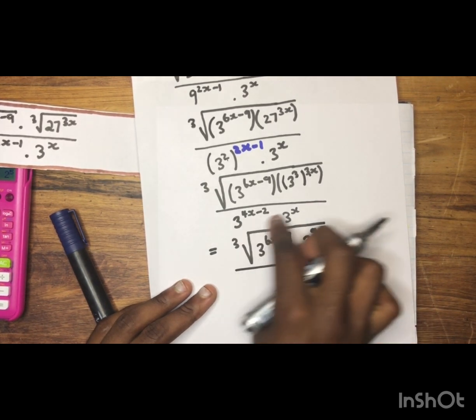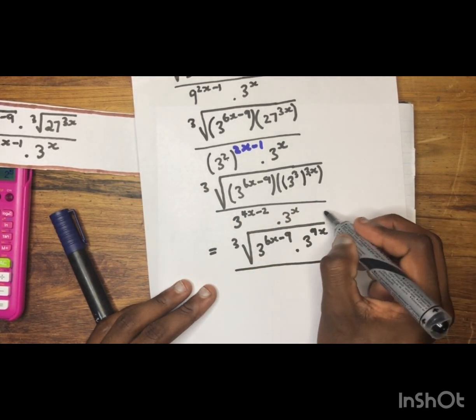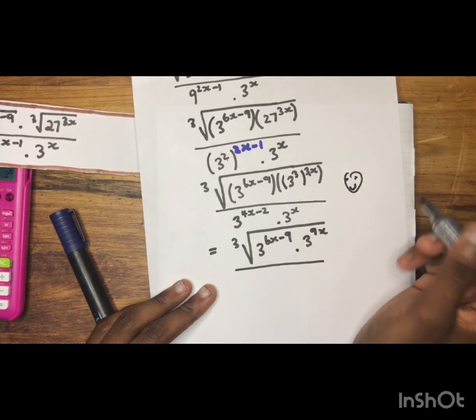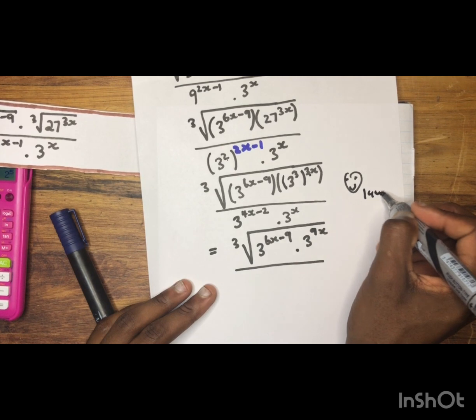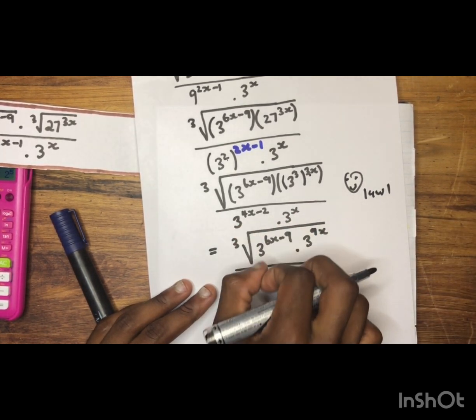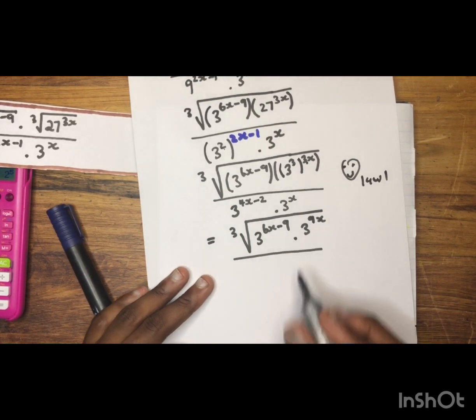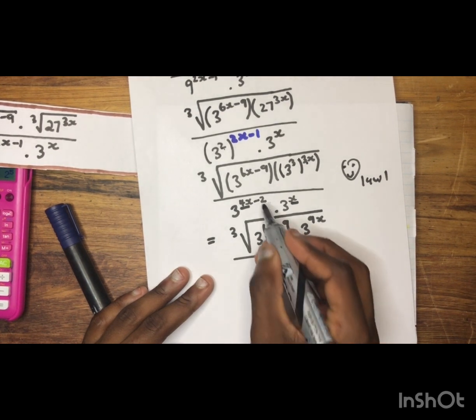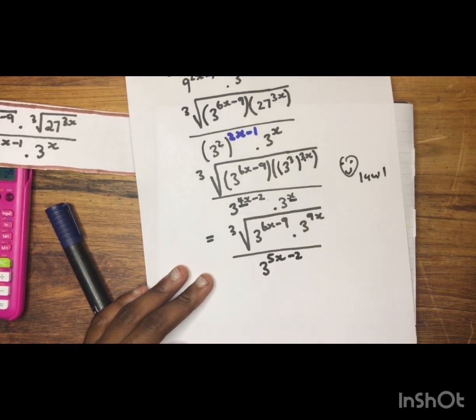Over which law can you apply on your denominator? Yes, you are smiling at home now because you see that law number 1. The bases are the same. You take one base and add the what? The exponents. So I'm going to have 3 to the power 4x plus x, what do you get? It is 5x minus what? Minus 2.